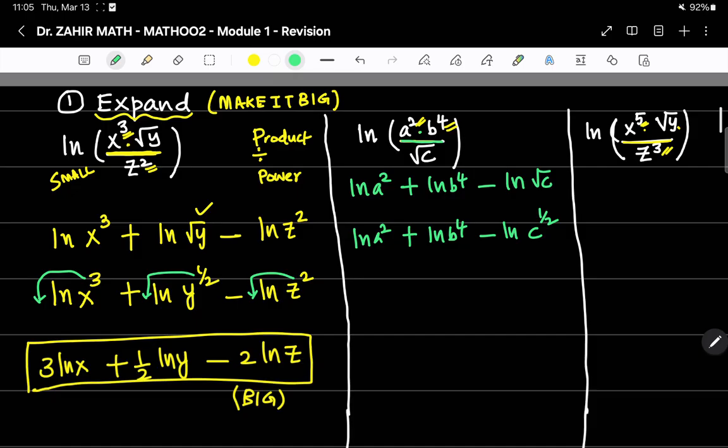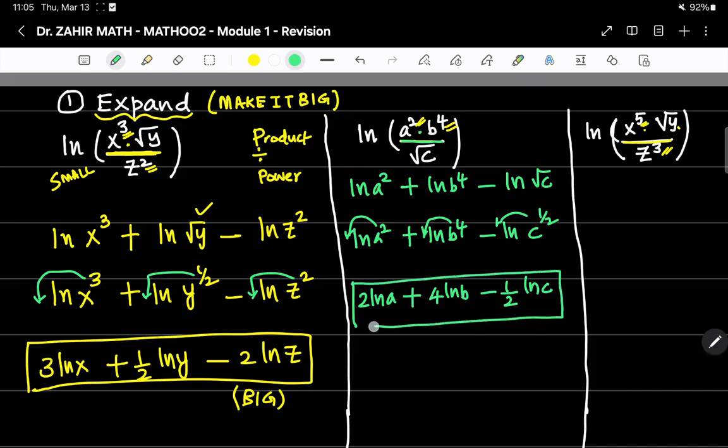So what happens now? Now the power should be removed, right? This 2 will come here, so 2 ln a plus 4 coming down, so 4 ln b, minus half coming here, so half ln c. All the powers gone? Yes. Once the powers have gone and the terms are expanded, that is going to become your final answer.